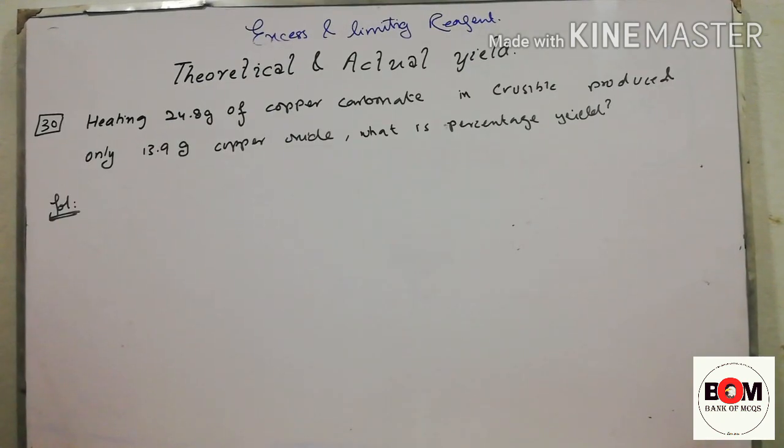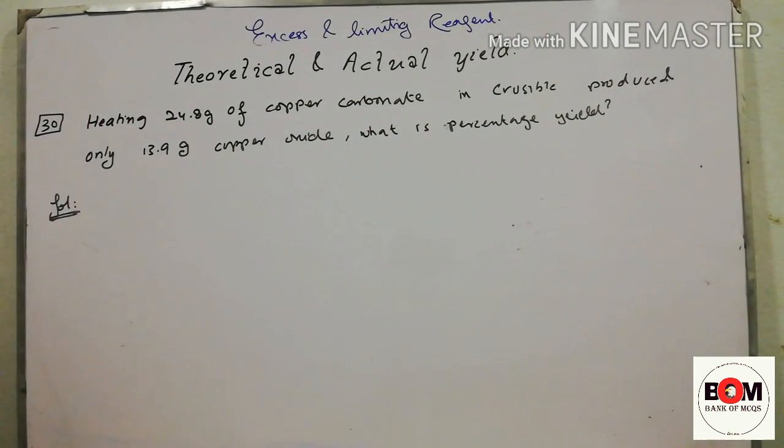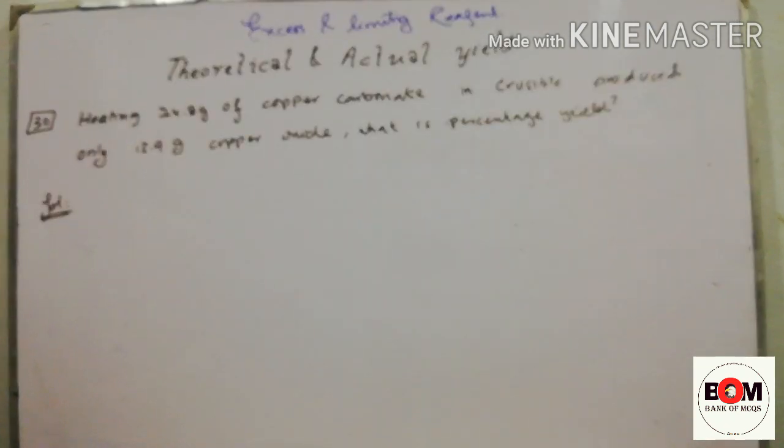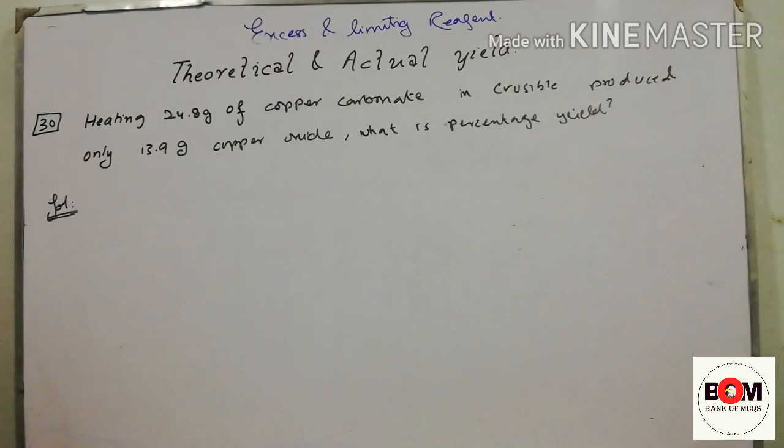MCQ number 30 is on theoretical and actual yield. But before going to this MCQ, I would like to discuss theoretical and actual yield, and also the terms used for percentage yield. So, before going to the discussion, let's give a touch to the MCQ.